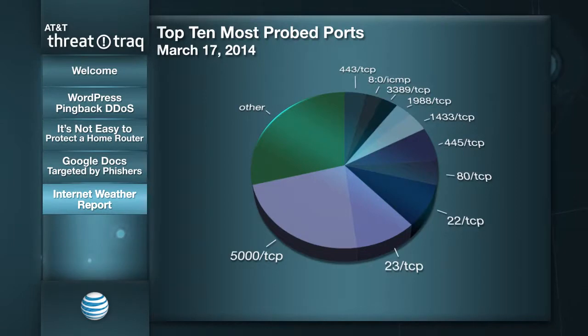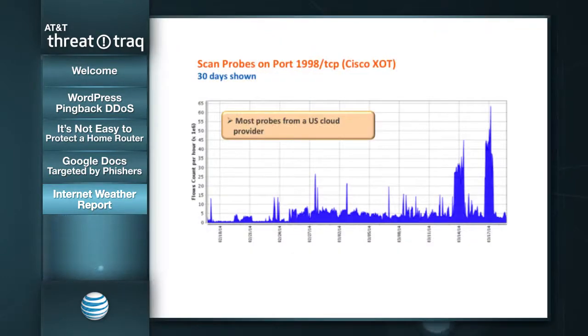protocol, and a newcomer here. I had to investigate this a little bit further. Port 1998, we'll take a closer look at that one. This port is actually associated with Cisco XOT, which is X.25 over TCP. So it's a tunneling protocol for something that I would describe as an ancient pre-internet protocol, the X.25 that is. I doubt that that's what they're looking for here, but there certainly is some scanning activity on this port.